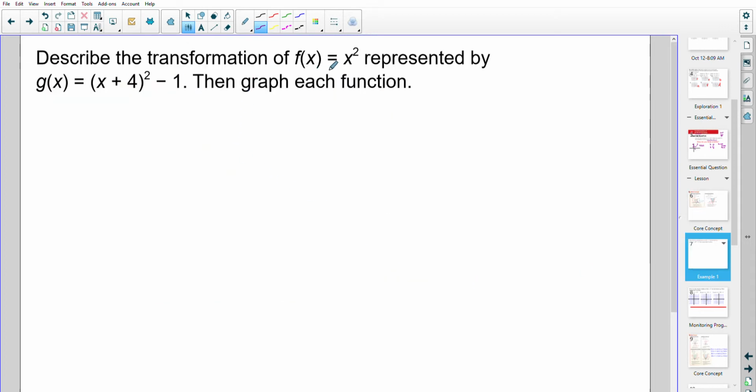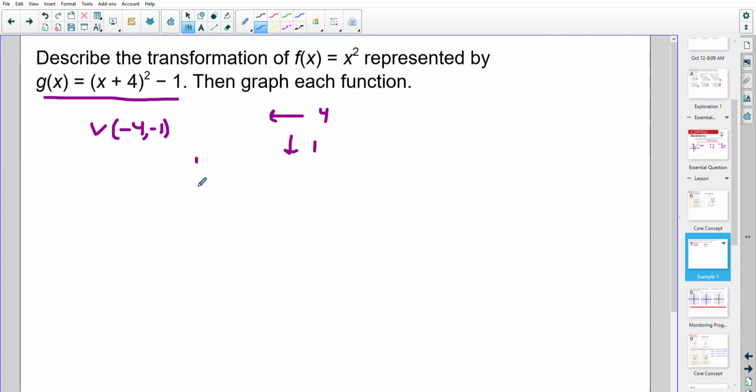Describe the transformation of f of x equals x squared, represented by this. Now, what I would do is just think about the vertex. So the vertex of this particular parabola is going to be at (-4, -1). So I can say the transformation is going to the left 4 units, and it's going to go down 1 unit.